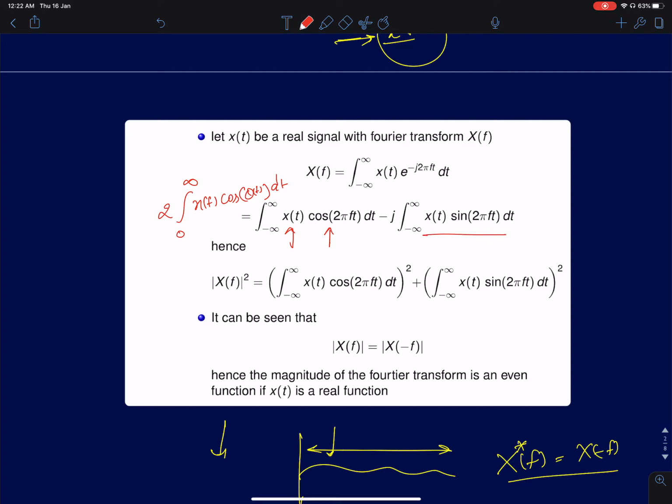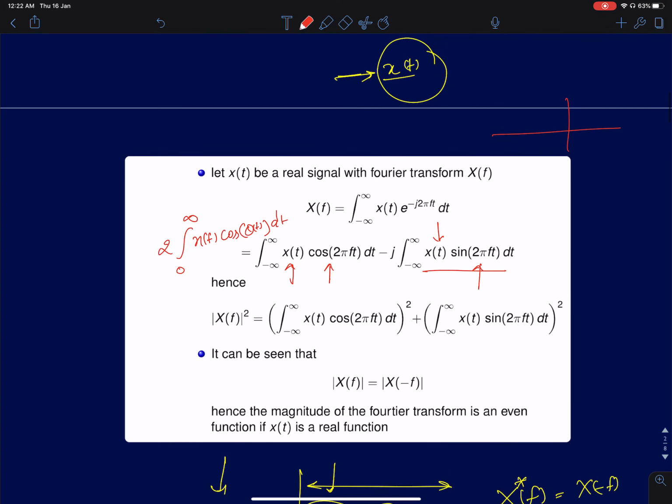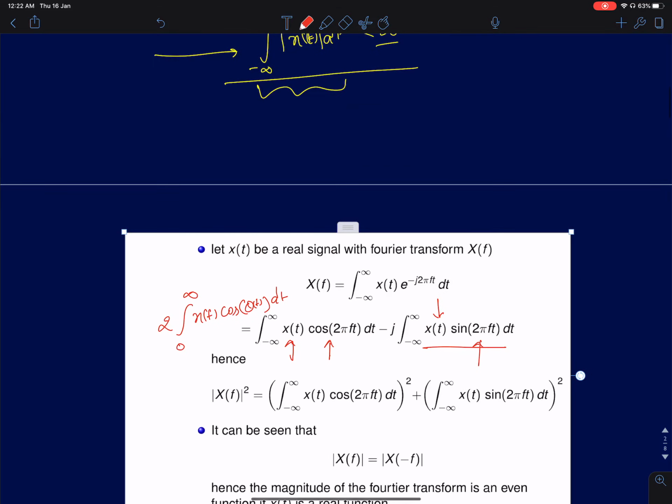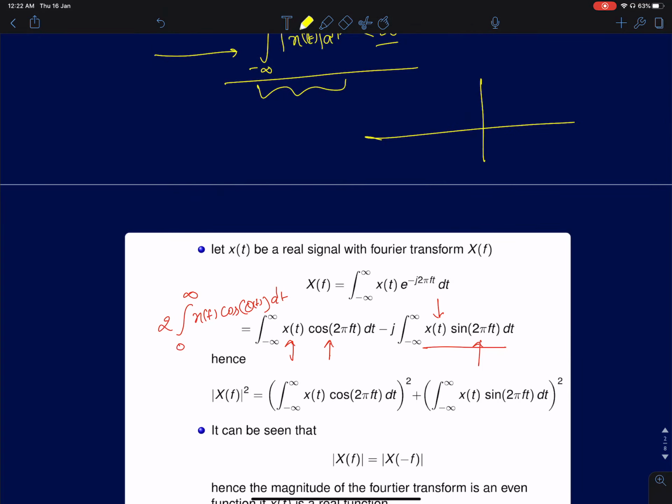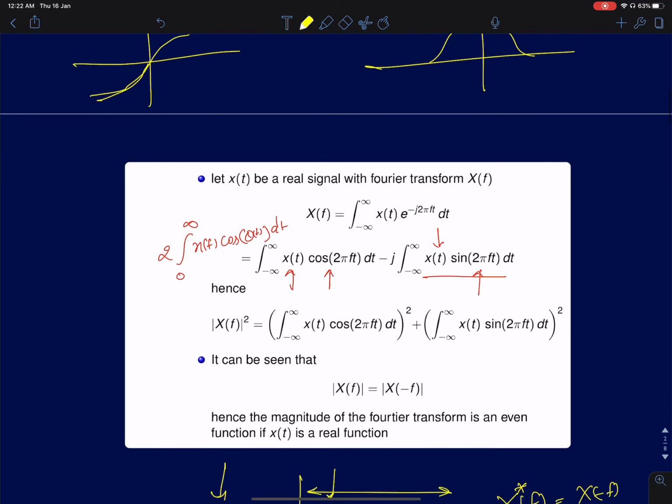Now in this term, x of t is an even function, but sine is actually an odd function in time. Again, you know what odd and even functions are. You can tell whether a function is odd or even by looking at its behavior around the origin. An even function has mirror symmetry around the origin: f of x equals f of minus x. An odd function has antisymmetry around the origin: f of x equals minus f of minus x.